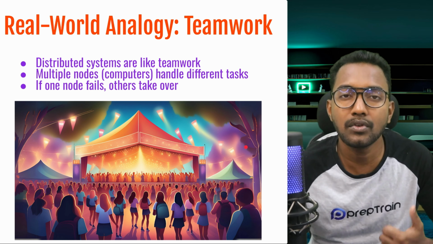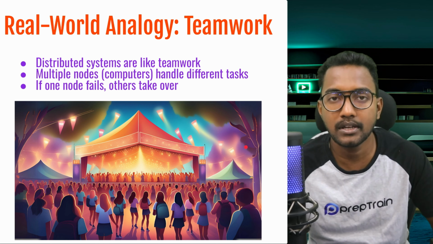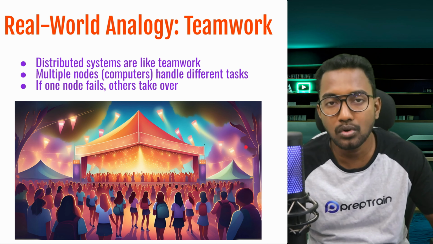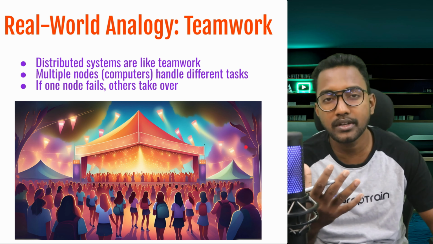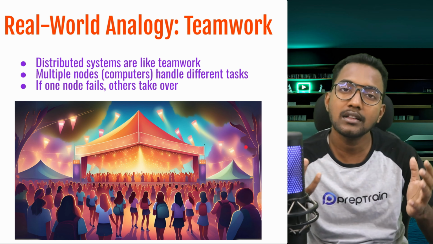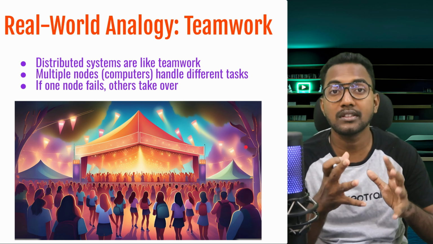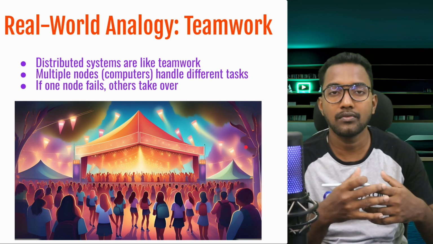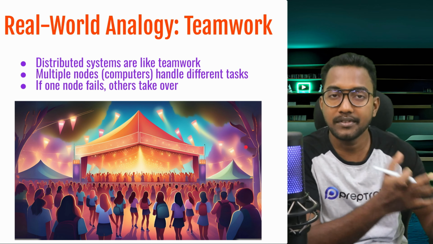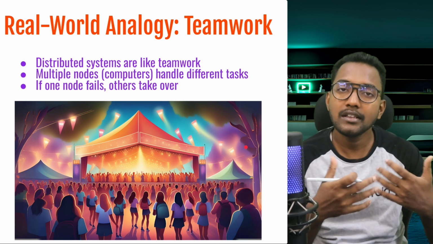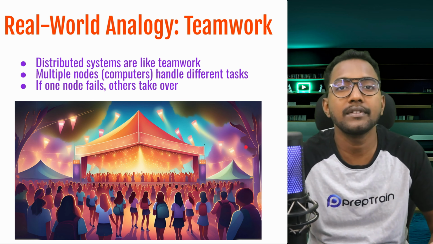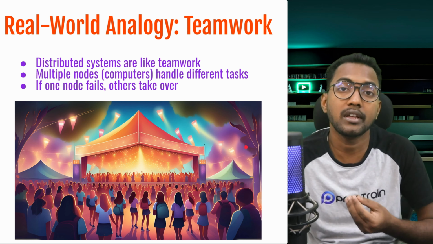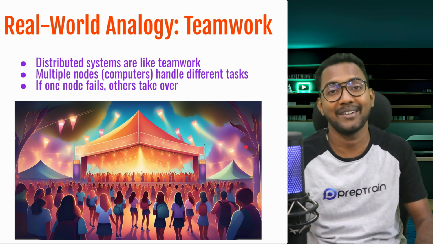Instead of relying on one powerful computer to handle everything, tasks are divided among multiple computers or nodes, and these nodes work together, and if one node fails, others can take over and ensure that the system keeps running smoothly. This is why distributed systems are so powerful: they provide both efficiency and reliability. Each node, like a team member, has a specific job to do, and just like a well organized team, they coordinate to get the job done faster and more effectively.